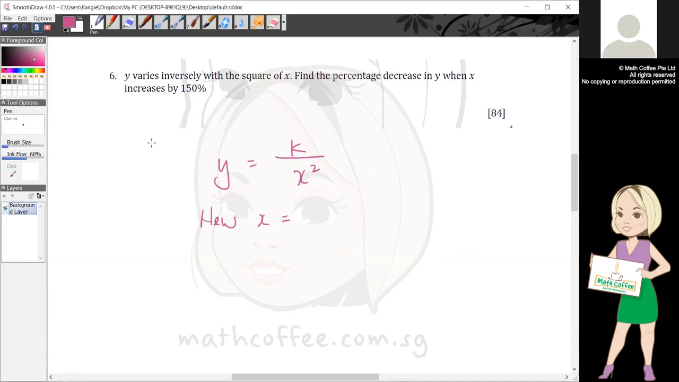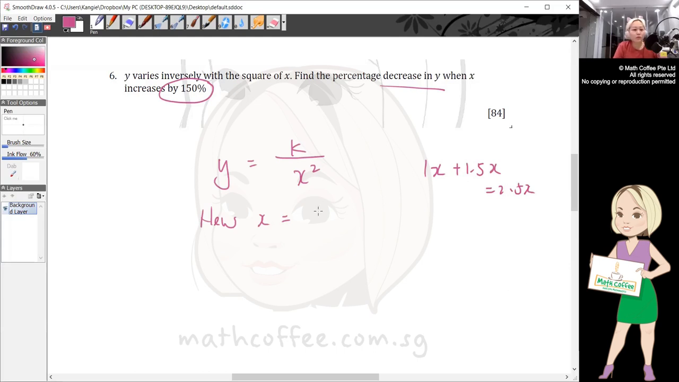Okay, come, let's talk about question 6. Okay, y varies inversely with the square of x. Because it's inverse, I have to repeat a bit: so my k is at the numerator. Find the percentage decrease in y. So what is my new x? When I increase by 150%, always do this. Your original x is 1x. 150% means 1.5x. So it will be x plus 1.5x, which is 2.5x. So that will be your new x.